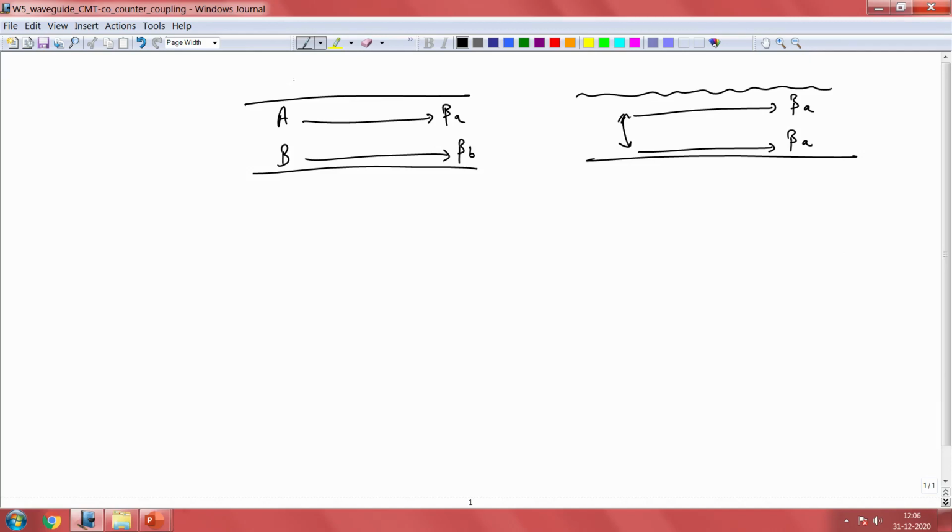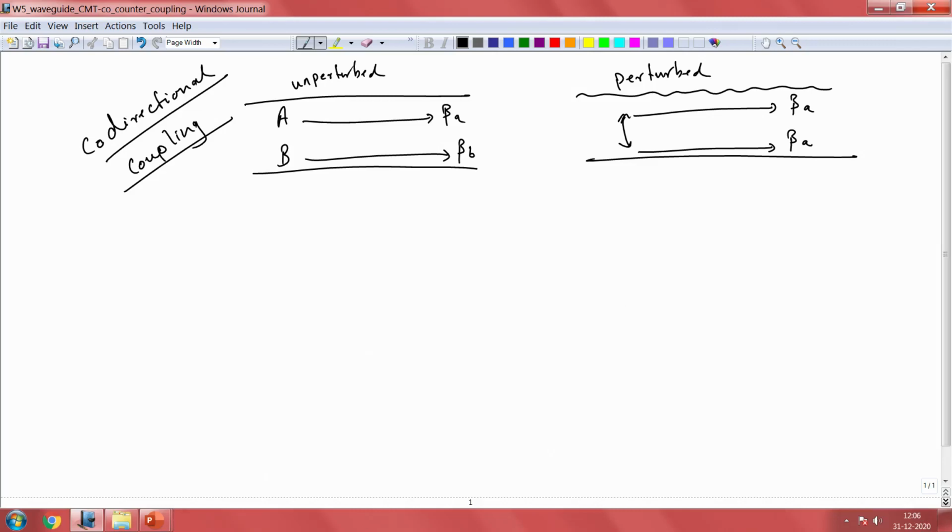So, there should be a coupling between these two waveguides. This is unperturbed and this is perturbed, and what we are looking at is co-directional coupling, right. They are moving in the same direction. That is what it means. So, this is scenario 1, where you have only one waveguide.